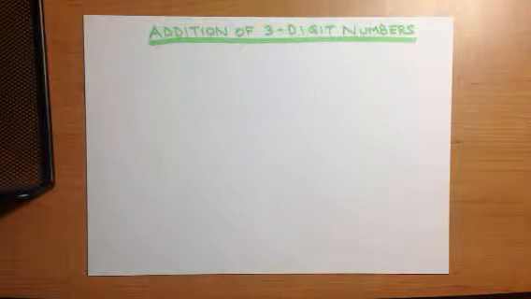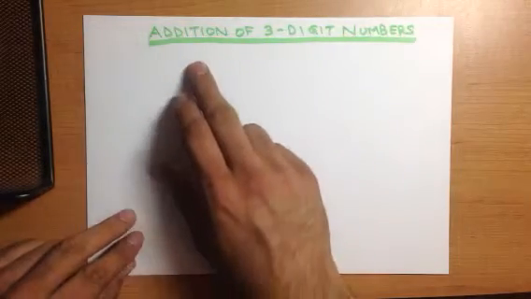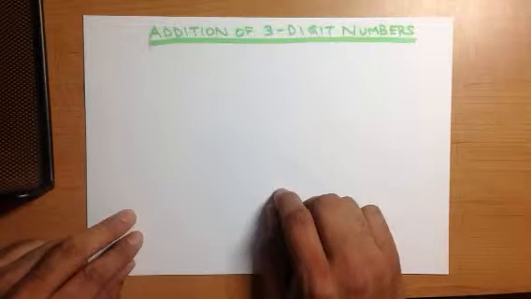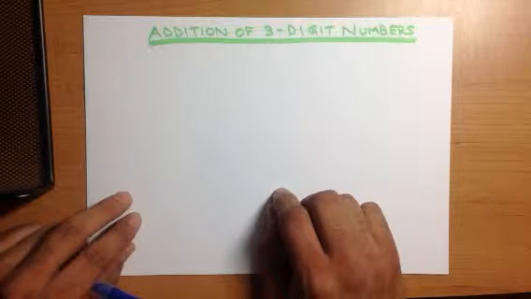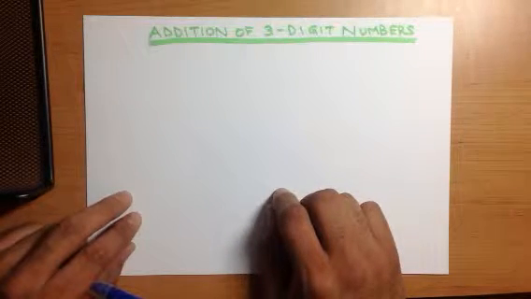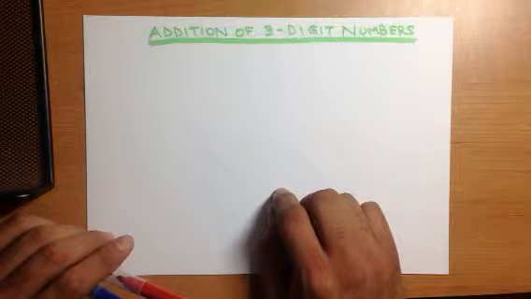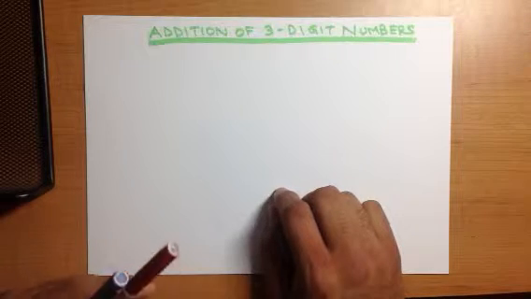In this tutorial, we will go through the addition of three-digit numbers. We will do this using the vertical format, which is also known as long addition if we are adding numbers. If we are subtracting numbers, it is known as long subtraction. So let's start with a simple example.